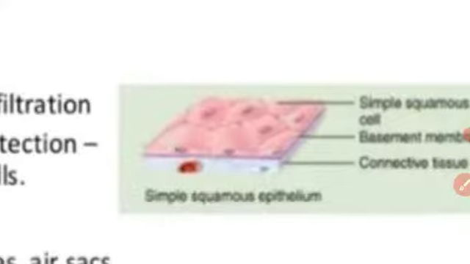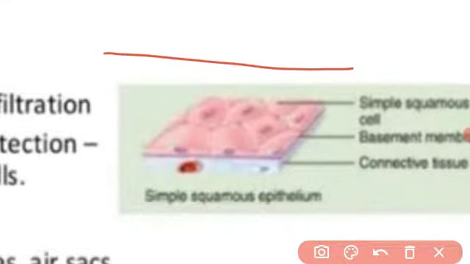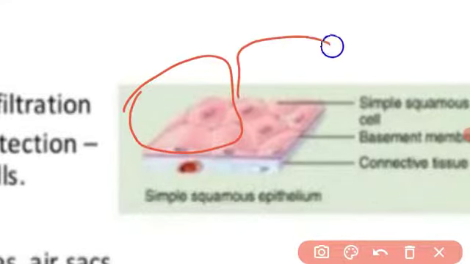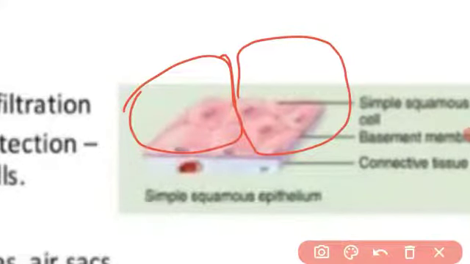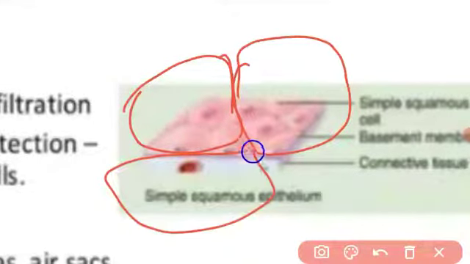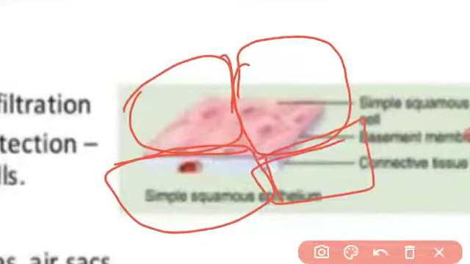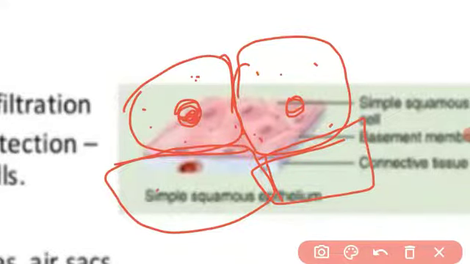Understood, students? How is the squamous epithelial tissue? Irregular in shape, meaning it has no actual shape. Got it? There is no intercellular space in it. The nucleus is present in the center. There is cytoplasm present in it. Understood? And it is like that.